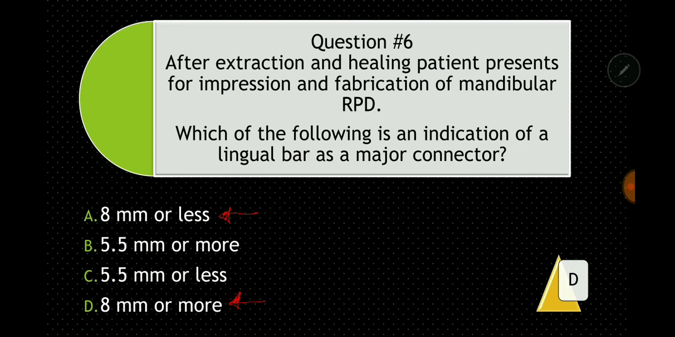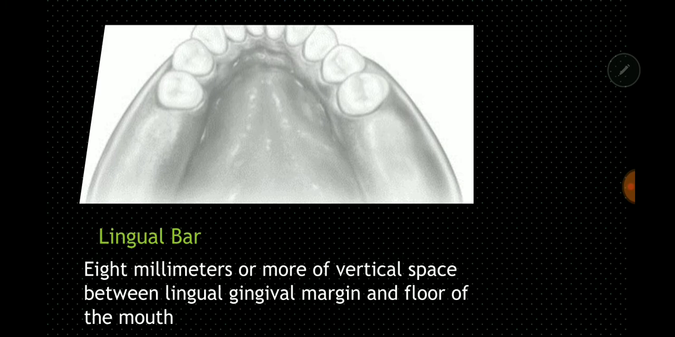So let's look at the design. For the lingual bar indications, you need 8 millimeters or more of vertical space. So you need, from the gingival margin to the floor of the mouth here, this distance must be 8 millimeters or more for you to make a lingual bar as a major connector.